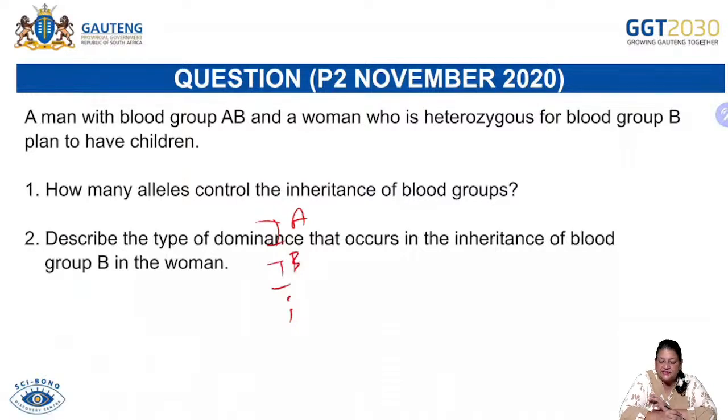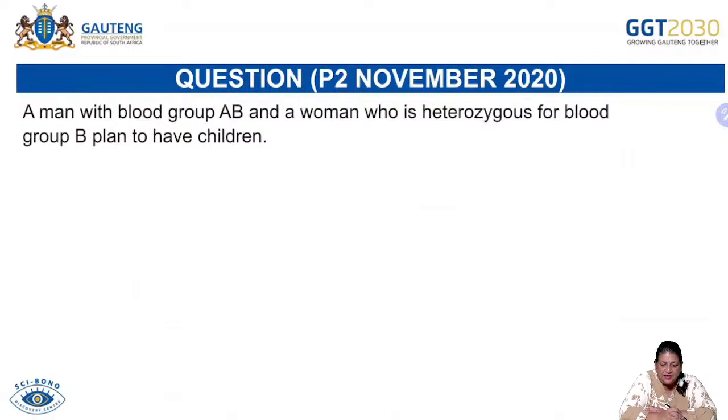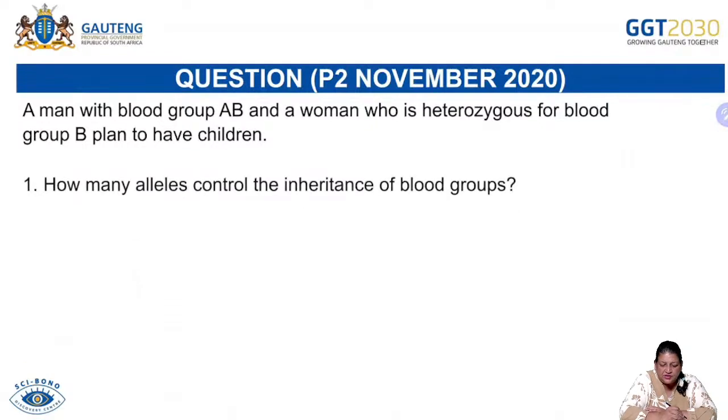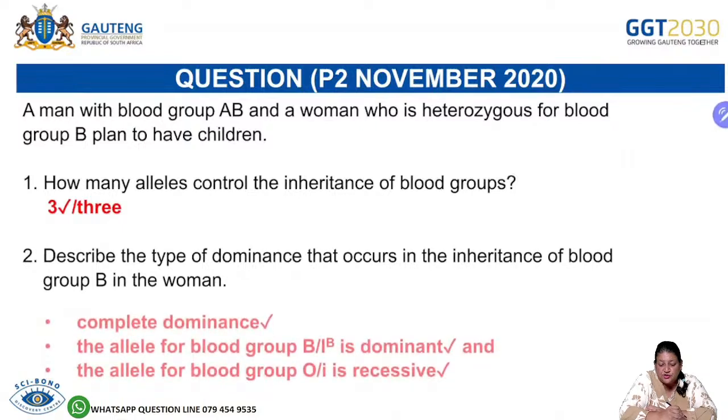Describe the type of dominance that occurs in the inheritance of blood group B in a woman. What's the type of inheritance? It's going to be complete dominance, okay? So you can see that 3 alleles control the blood group.